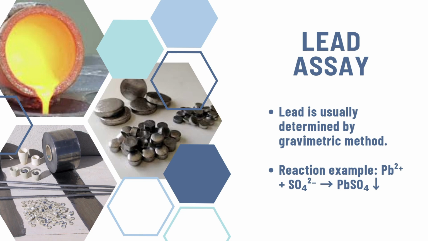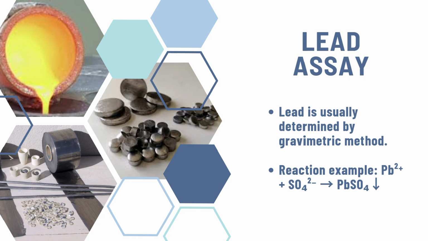Next is the lead assaying, which is a classical method of determining lead content in ores, particularly in galena, the most common lead mineral. The principle of lead assay is the gravimetric method of determination. Lead ions are precipitated as a compound with known composition, such as lead sulfate or lead chromate, which is then filtered, dried, weighed, and used to calculate the amount of lead in the ore.